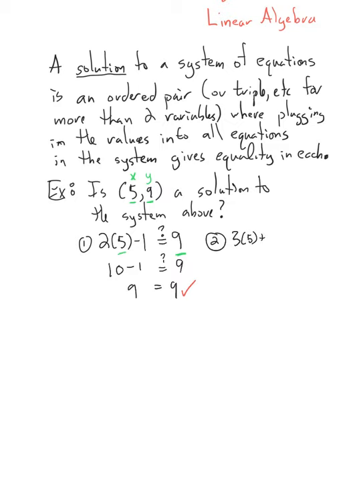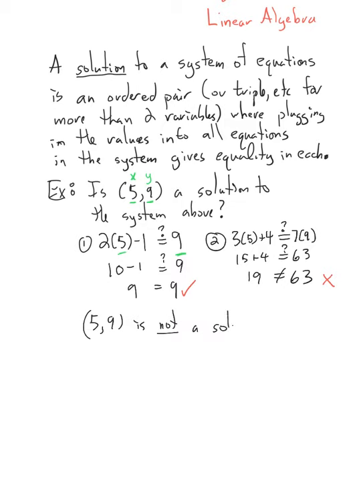3 times 5 plus 4. Does that equal 7 times 9? And you can kind of see this won't work. So this is 15 plus 4. Does this equal 63? Well, 19 doesn't equal 63. So this, unfortunately, is not equal. So (5, 9) is not a solution to the system.